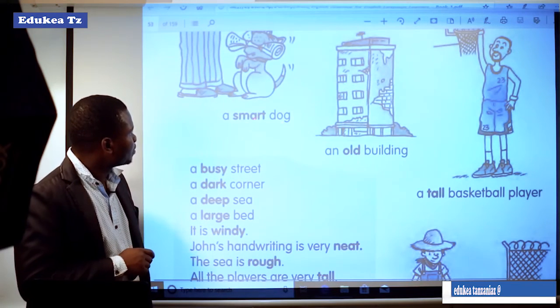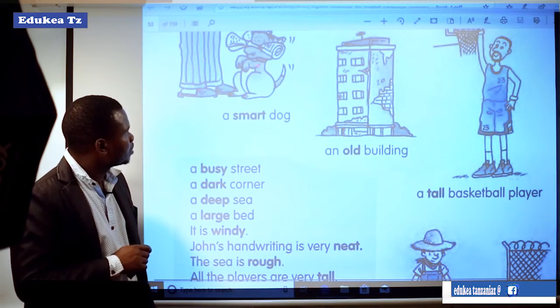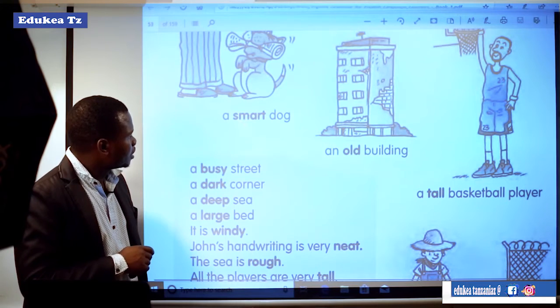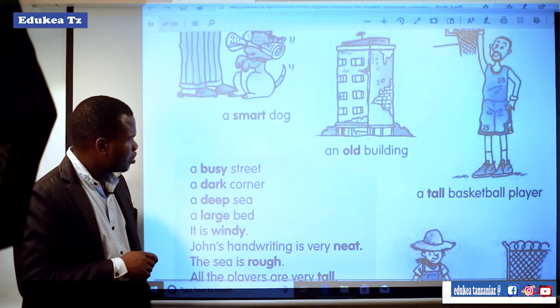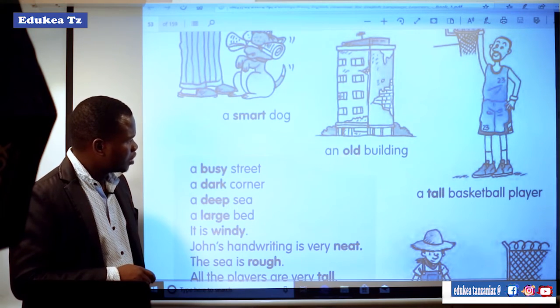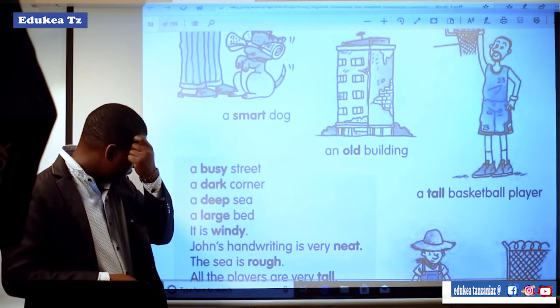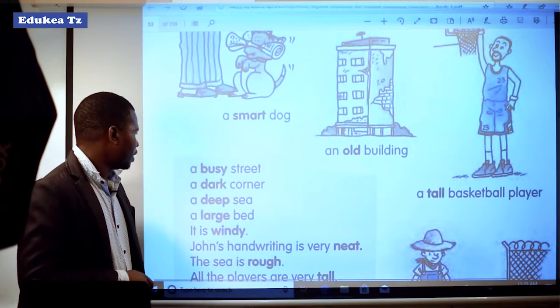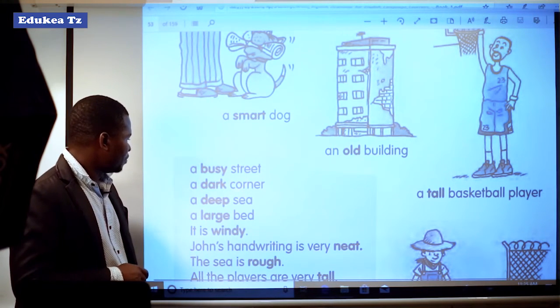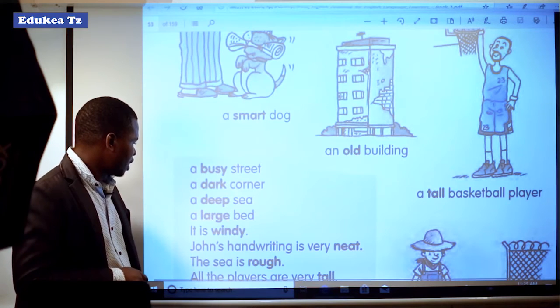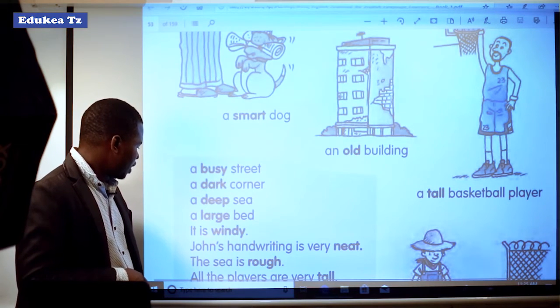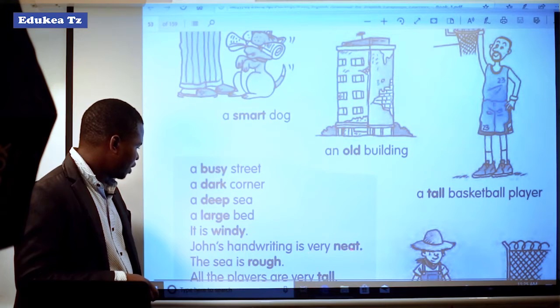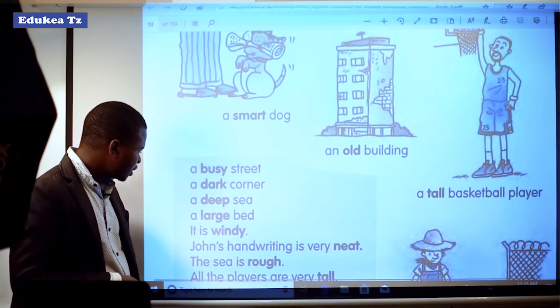For example, a smart dog. So this is a dog, and we can see there is an adjective, the word smart, that is bolded before the noun dog. An old building. Here we have old before building. A tall basketball player. We have the adjective tall before the noun basketball player. More examples: a dark corner, a deeper sea, a large bed. John's handwriting is very neat. The sea is rough.